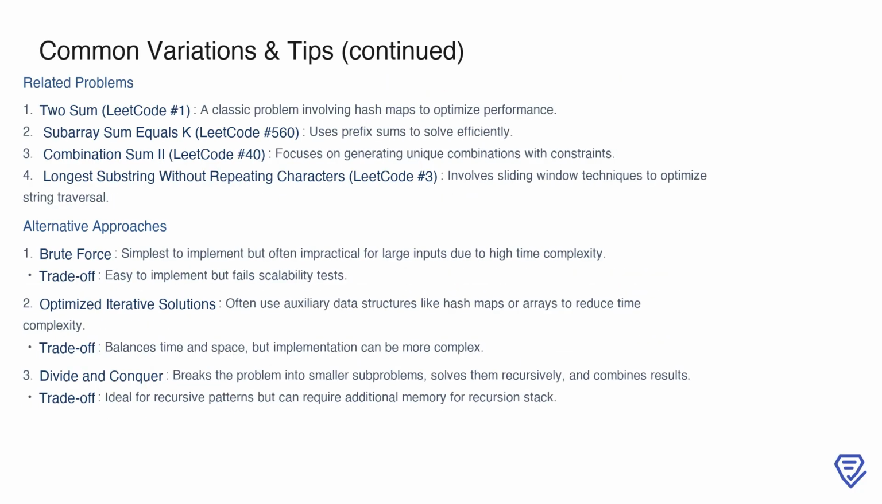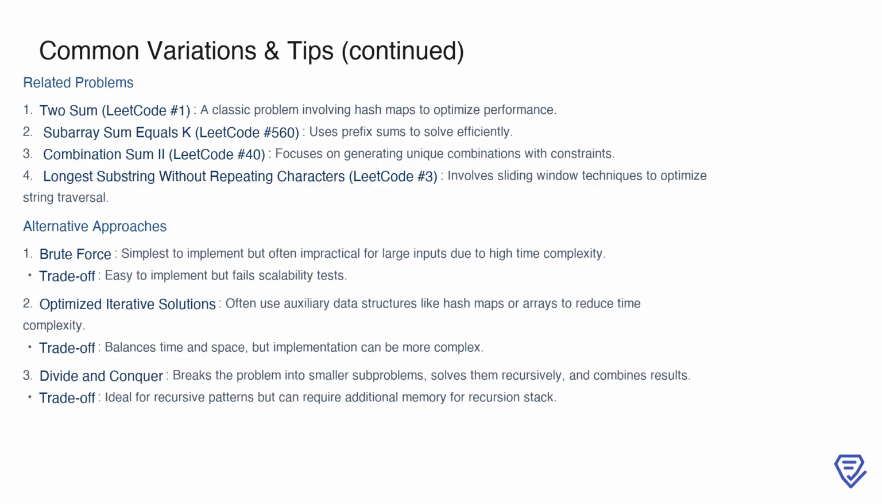Many problems you encounter are variations of well-known classics. For example, Two Sum, LeetCode number 1, uses hash maps to optimize performance, while Subarray Sum Equals K, LeetCode number 560, leverages prefix sums for efficiency. Combination Sum 2, LeetCode number 40, focuses on generating unique combinations under specific constraints, and Longest Substring Without Repeating Characters, LeetCode number 3, showcases sliding window techniques for optimizing string traversal.